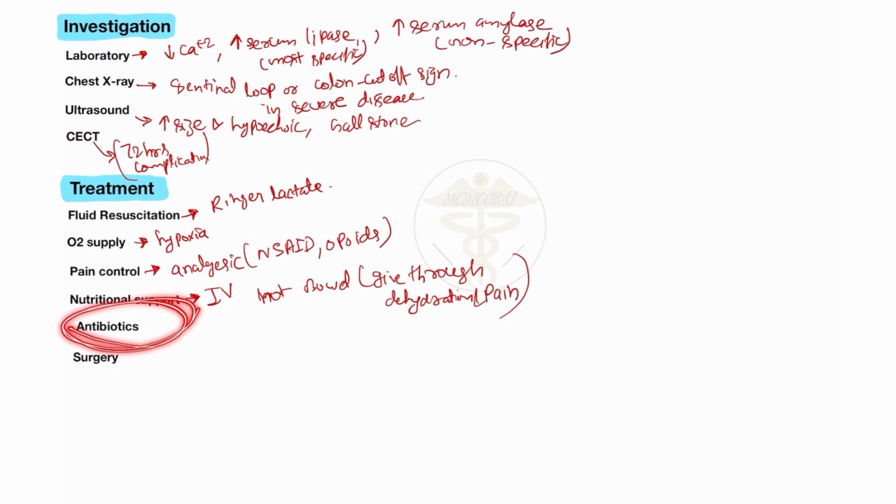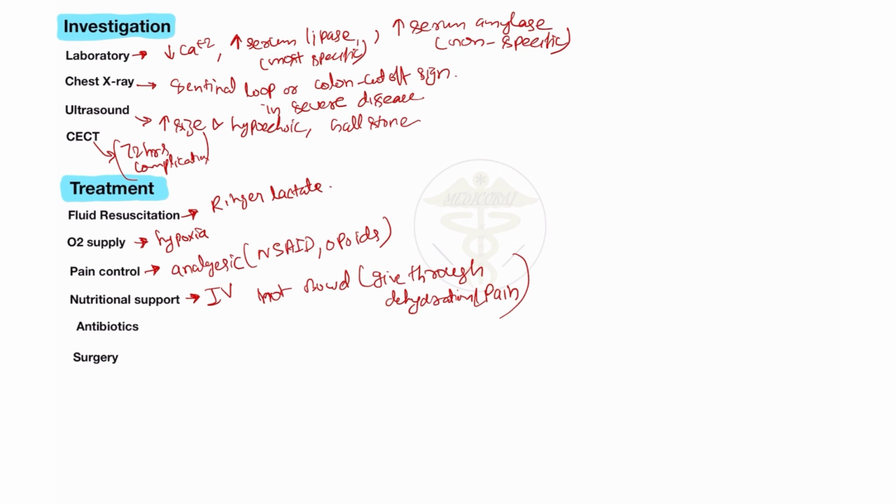We also give different types of antibiotics. And lastly, we need surgery of the pancreas in very severe cases of pancreatitis, when necrosis of the pancreas or a tumor of the pancreas, meaning cancer, occurs. These are all the treatments of acute pancreatitis.